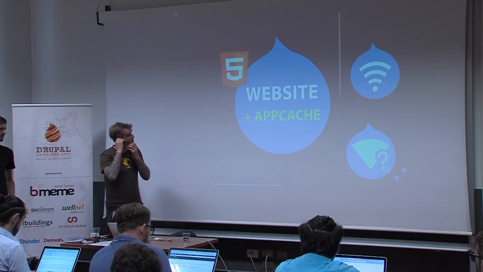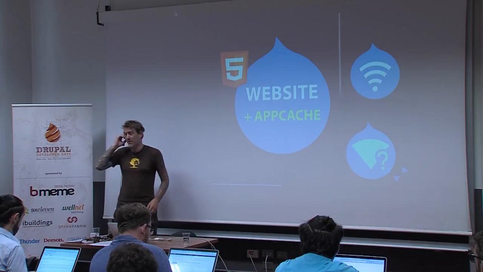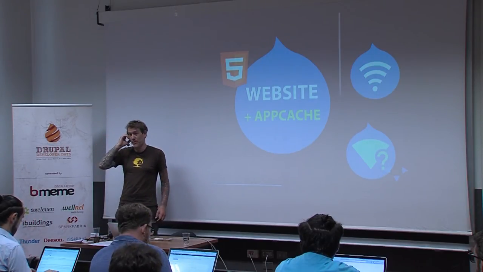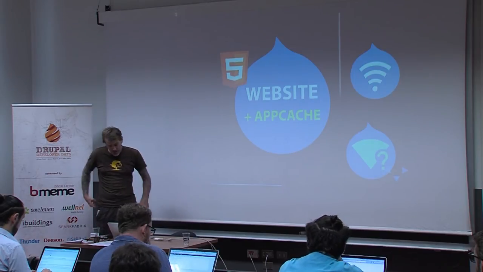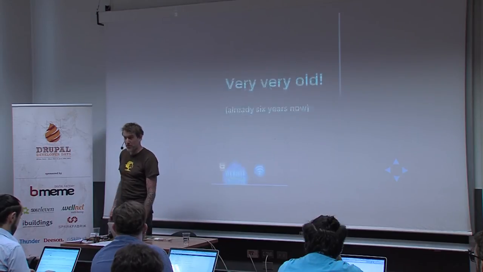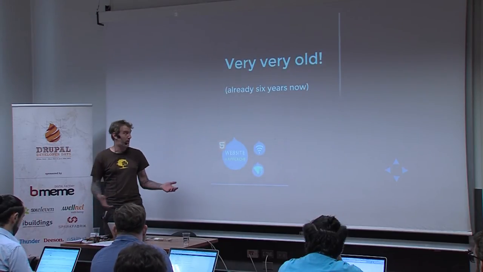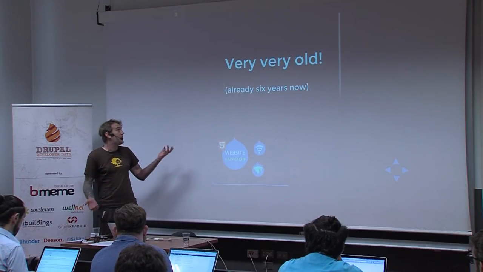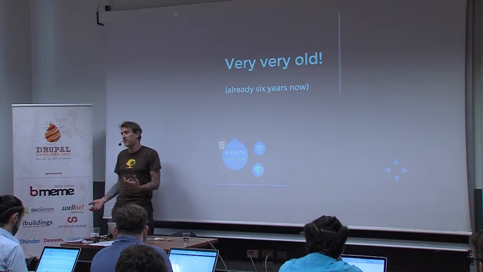Okay, so I'm going to talk about application cache. Now we're getting really, really nicely. So application cache is old. It's actually very, very old if you look at the history of the web. Like, the web exists for 26 years. Application cache exists already 6 years.